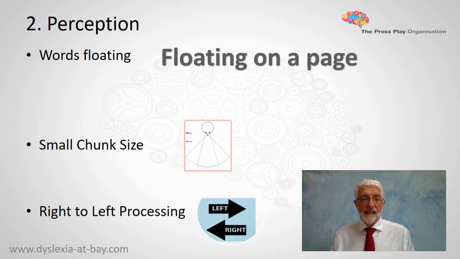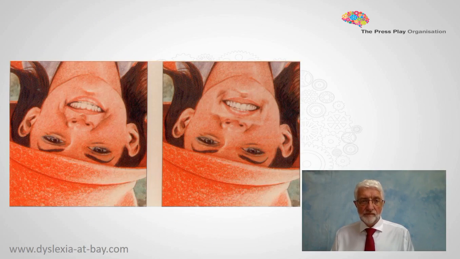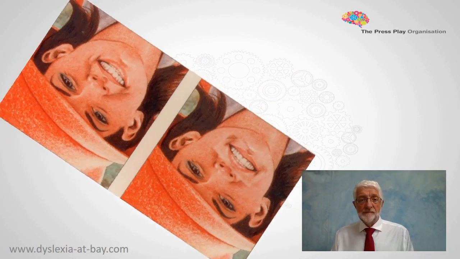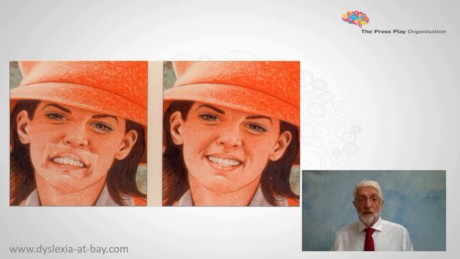This is because they are right to left processors instead of left to right processors, and we'll understand that as well. Let's look and see what this perception is all about. Here we see two ladies in a red hat and they're both happy. But if we look at them in a slightly different way, lo and behold, we have one lady who's still happy, but the other one's certainly not happy, just because we've looked at it in a different way.